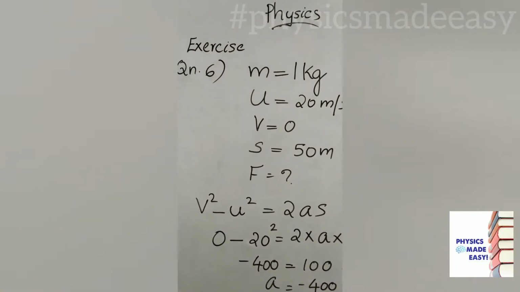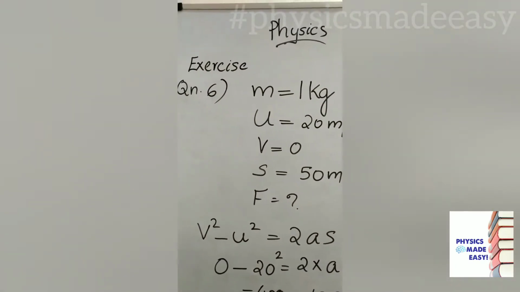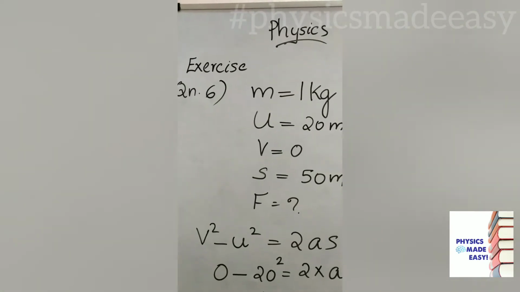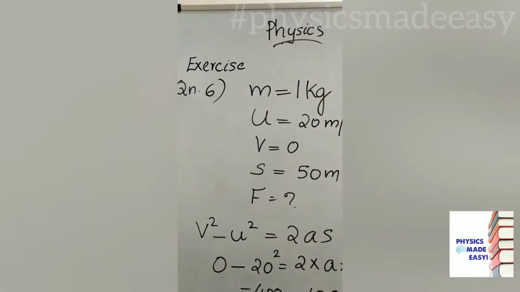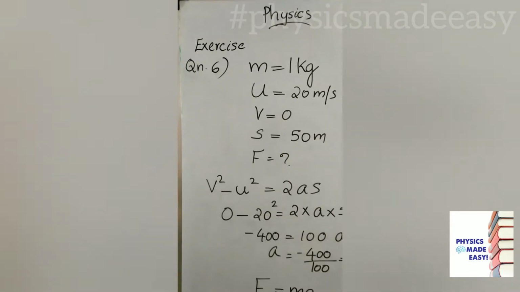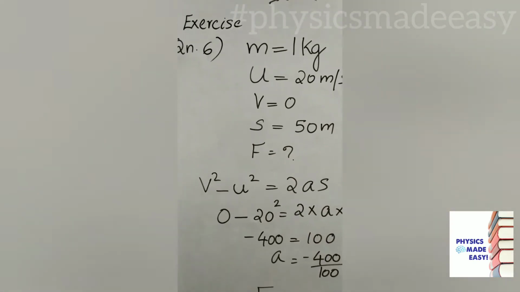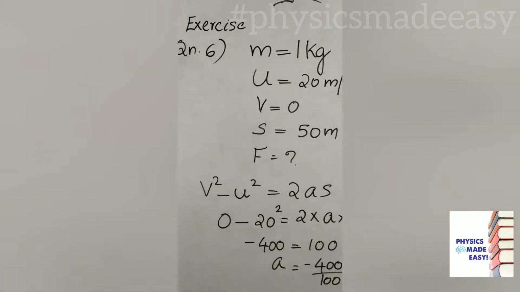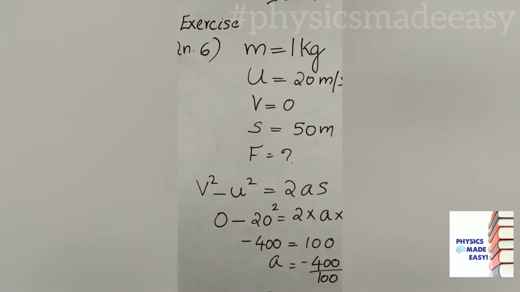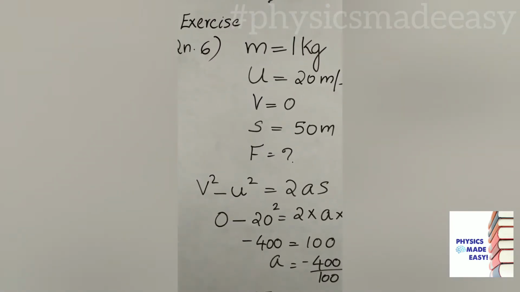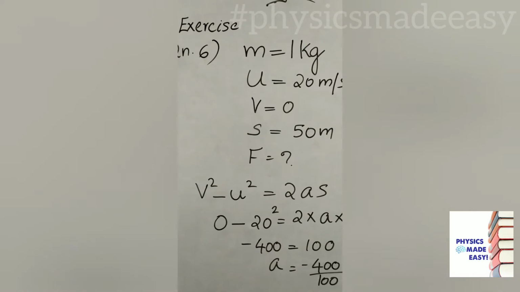Next problem, question number 6. A stone of 1 kilogram is thrown with a velocity of 20 meter per second across the frozen surface of a lake and comes to rest after travelling a distance of 50 meter. What is the force of friction between the stone and the ice?